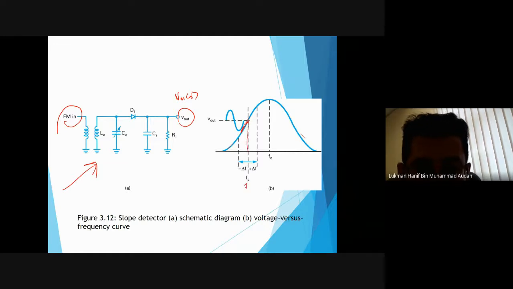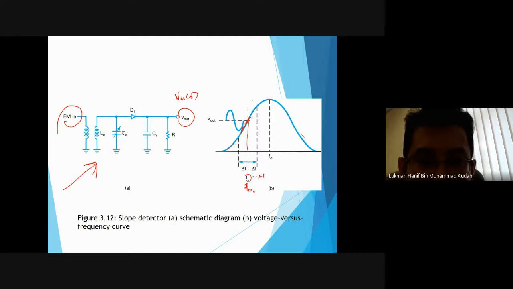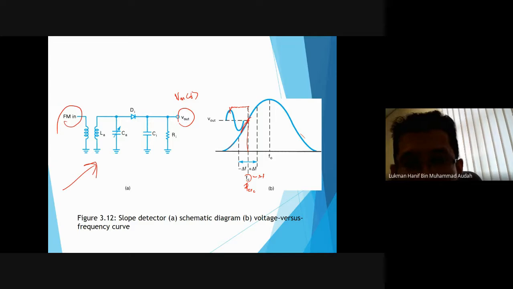Dan dia akan setkan bahawa pada bahagian yang paling curam sini here dia akan setkan sebagai FIF center. So this is actually FIF center. Dia gambarkan center lah, FC for center. Okay. And dia akan detect perubahan frekuensi pada input daripada FIF center sehingga FIF center plus delta F akan menghasilkan maksimum pada output.